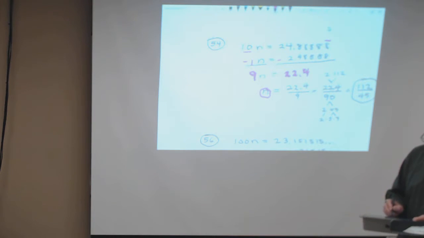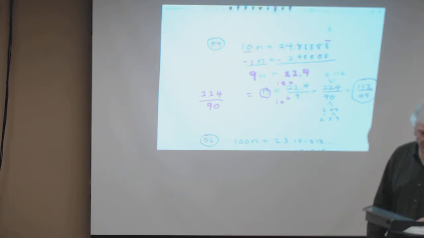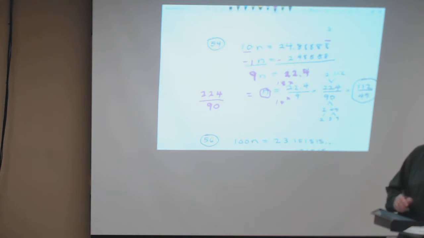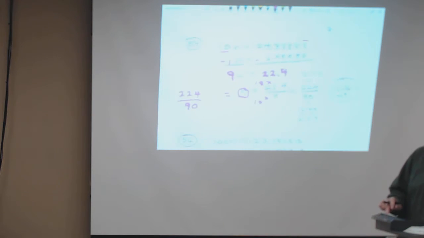So now my number is 22.4 over 9. Wouldn't that be the same as 224 over 90? Does everyone see how I'm going from, because I want to get rid of that decimal point? So I take this times 10, and I take this times 10. If I follow the process, I get 224 over 90. So I'm doing that just to get rid of the decimal point. Then I take 224 over 90 and reduce it down. Build my two little trees and end up with what? 112 over 45.